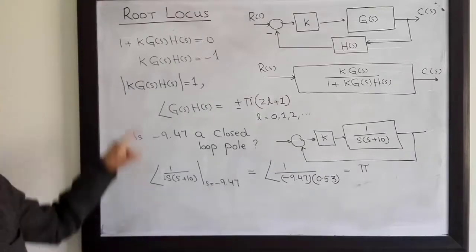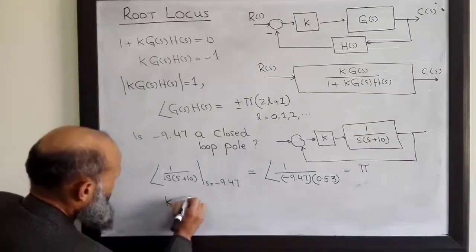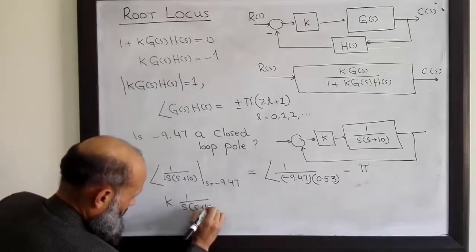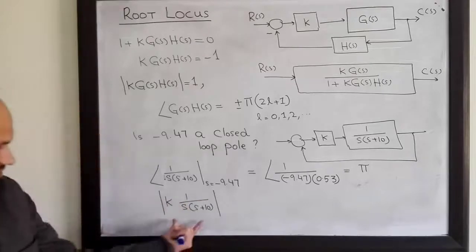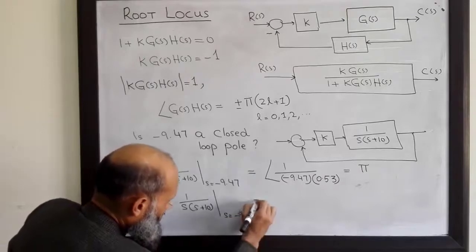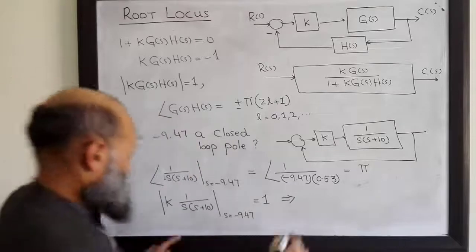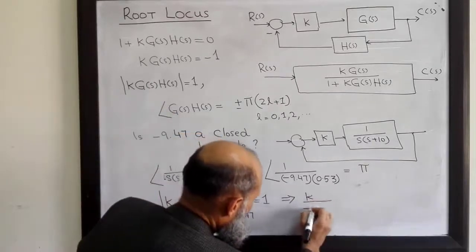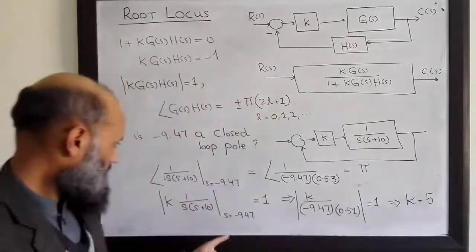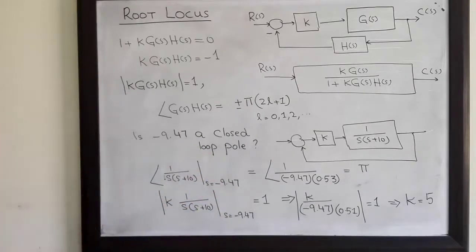For what value of gain? We can determine it from the magnitude condition, that is, K times the magnitude of this expression at s equal to minus 9.47 is equal to 1, from where we can see that K is 5. So for K equal to 5, this is the closed loop pole. This is what we can also see from the table that we have constructed.